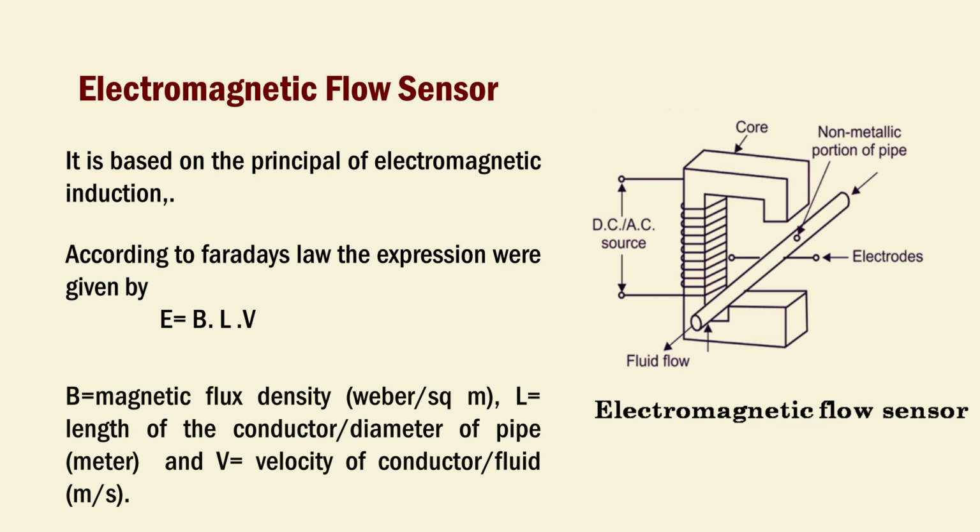For measurement of liquid, a non-conducting pipe is placed in a magnetic field produced by the coil. Two electrodes are flushed into the non-conducting pipe opposite to each other. When liquid flows, EMF is generated across the electrodes and is proportional to the velocity of the liquid.